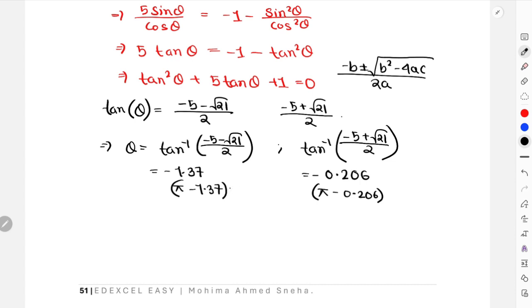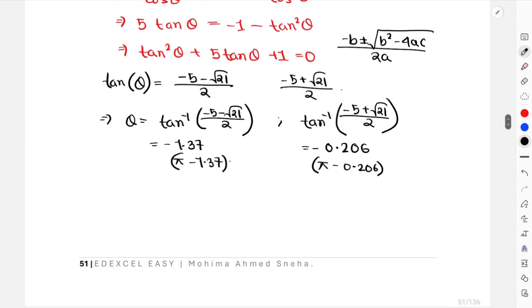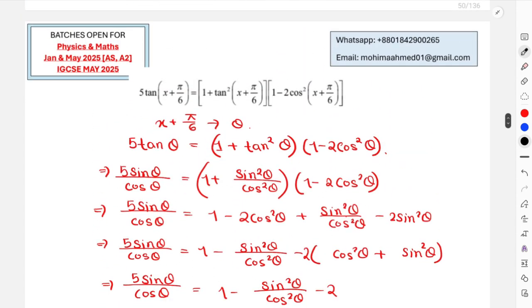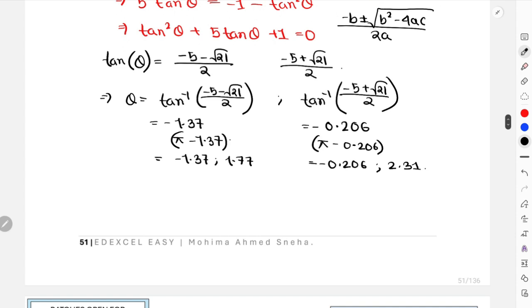This is 1.77, and then again pi minus 0.206. This one again gives you 2.94. Both of them are outside the range, but we actually have to calculate something extra. This one gives you 1.37, 1.77, and then negative 0.206, and then again 2.94, I think, right? And then these are the values for theta. But you assumed x plus pi by 6 as theta. So in that case, now we can write these are for x plus pi by 6.